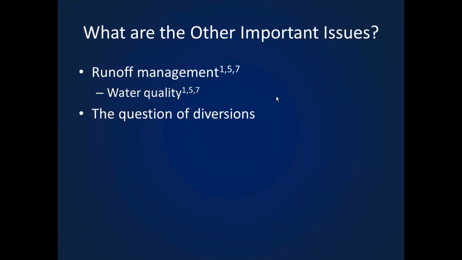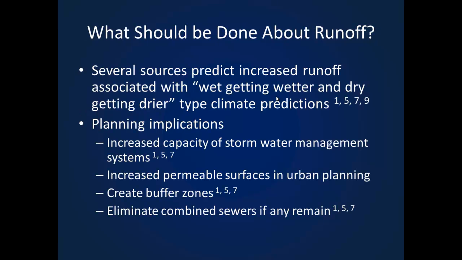So, other than lake levels, what are the other important issues? There's essentially 2. Runoff management, and as a subcategory of runoff management, we have its impact on water quality, and the question of water diversions. So, what should be done about runoff? Lots of studies predict, because overall wet climates will get wetter and dry climates will get drier with most climate models, that runoff will increase in our area. This may not increase lake levels because there's some complicated interactions with evaporation and other climatic factors, but runoff is going to increase.